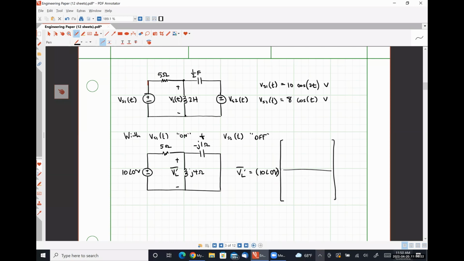In our numerator, we would have that equivalent impedance, which is what I had it written down originally. J4 ohms times minus J ohms over J3 ohms. And our denominator should be 5 ohms plus what we have in the numerator. So that's going to be J4 times minus J1 over J3. And let's do this correctly.